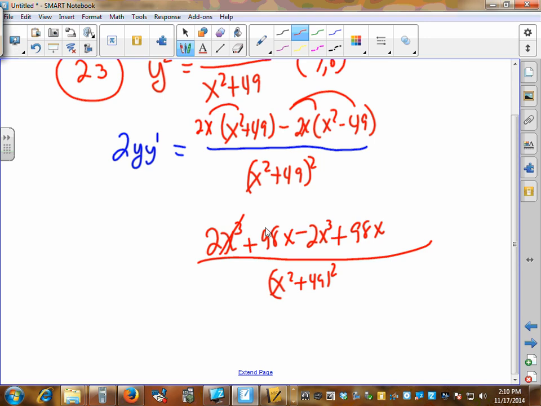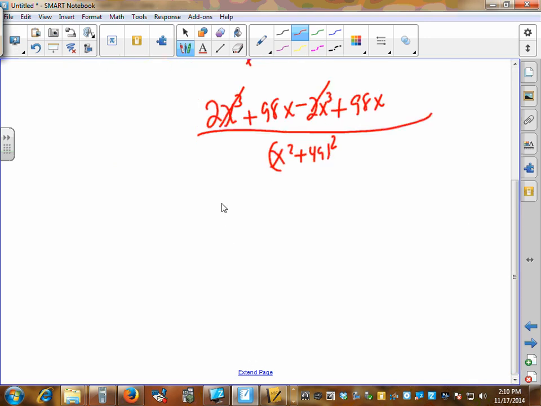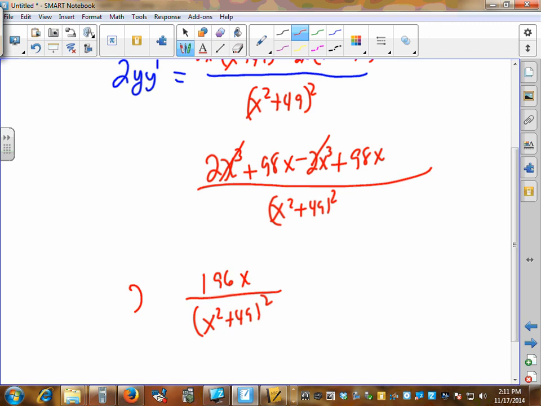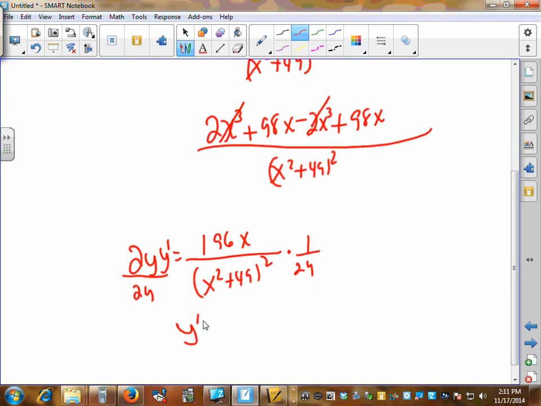This is going to cancel. 98 plus 98 is 196x over x squared plus 49 squared. And on this side, I've got 2y, y derivative. I can divide both sides by 2y. Dividing is the same thing as multiplying by 1 over 2y. So we get this answer.